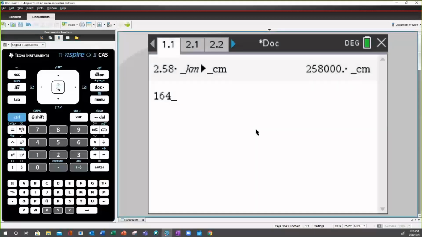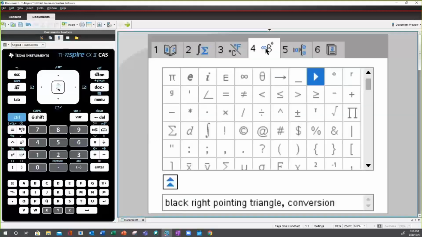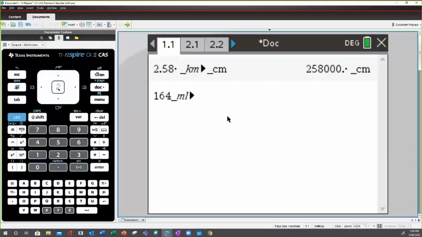164 now millilitres. We can simply write with our keyboard down the bottom, ml. Now we're going to need that conversion button. So we're going to go back into our catalogue, tab to the fourth tab across, select that conversion, and then we're going to type in underscore litres L.